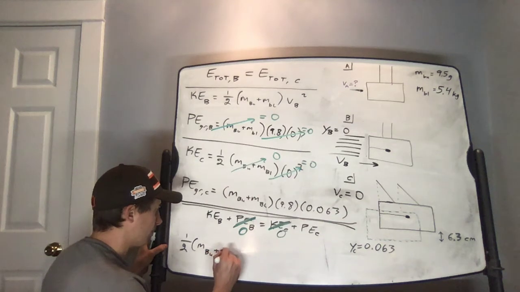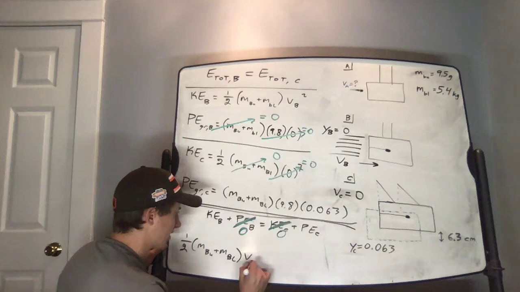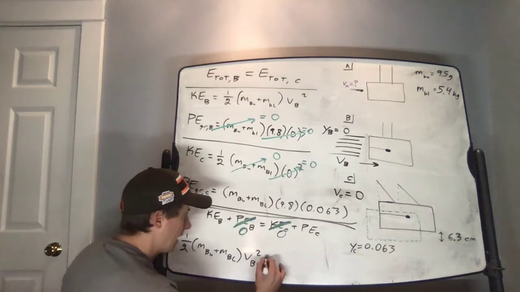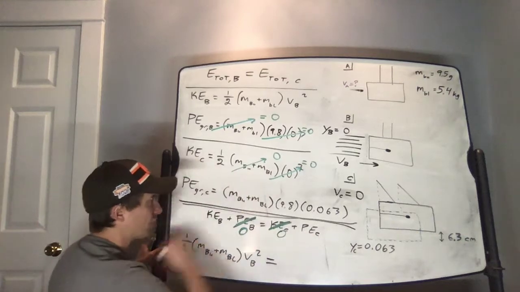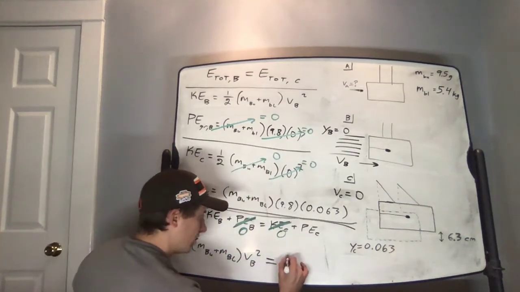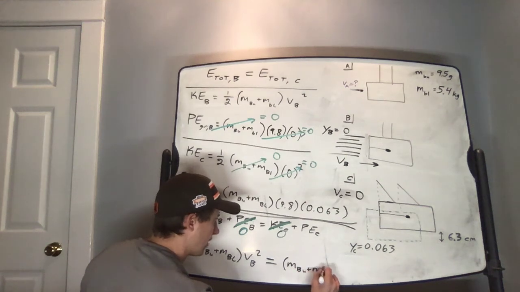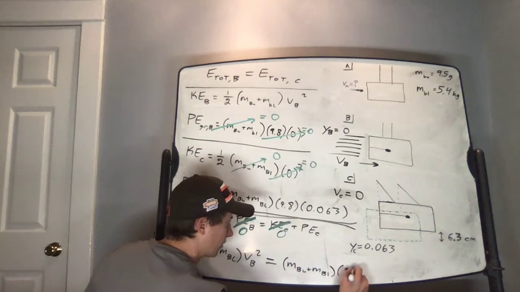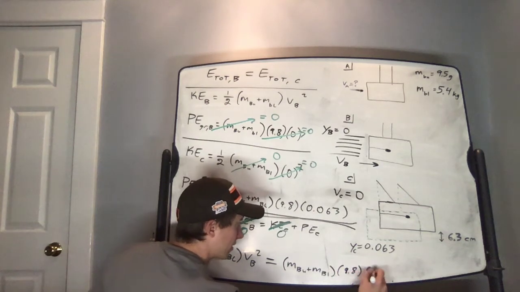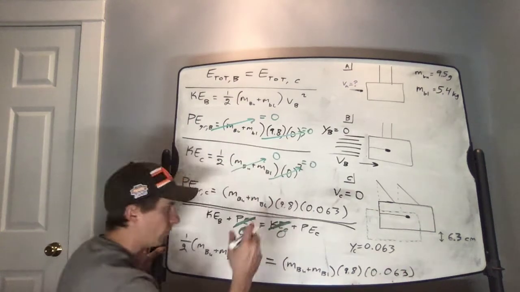So the kinetic energy at moment B is 1/2 times the mass of the bullet and the block together, mass bullet plus mass block, times the speed at which these objects are moving squared, plus 0 equals 0, plus the potential energy at moment C, which is the mass of the bullet plus the mass of the block, because they are again traveling together, times 9.8 times 0.063, which is their height at moment C.